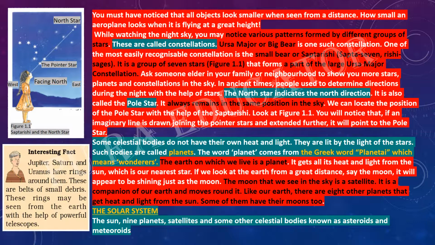Now friends, we'll see some interesting facts. Do you know that Jupiter, Saturn and Uranus have rings around them? These are belts of small debris. These rings may be seen from the earth with the help of a very powerful telescope. Friends, we'll see other topics in the upcoming slides, and we'll see with the help of pictures so that it will make us understand easier.